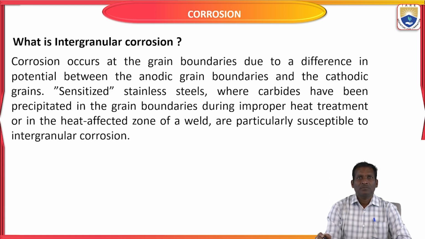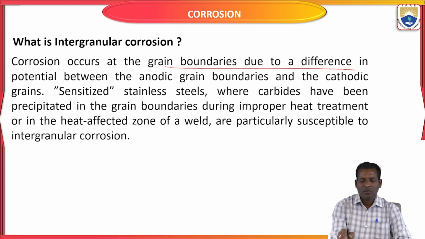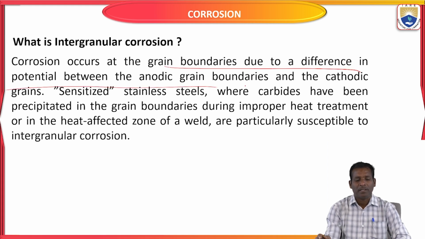Intergranular corrosion. The corrosion occurs at the grain boundaries due to the difference in potential between the anodic grain boundaries and the cathodic grains. So this is called intergranular corrosion. The reason for intergranular corrosion to occur is improper heat treatment of the grain boundaries.